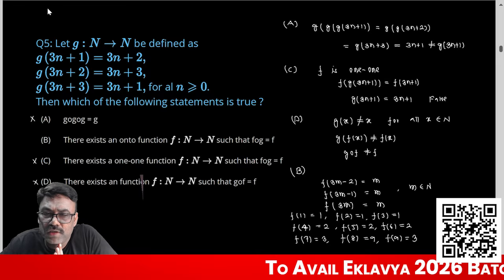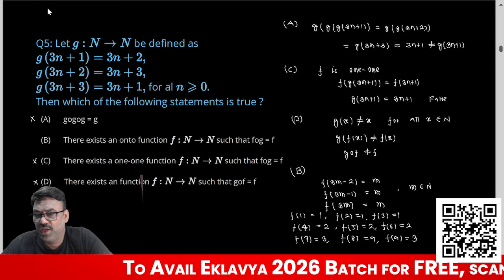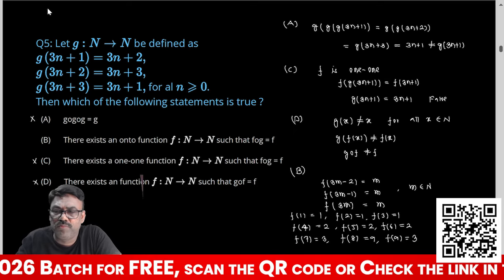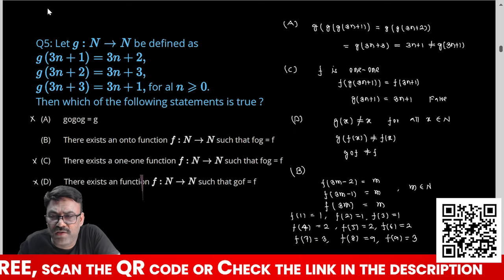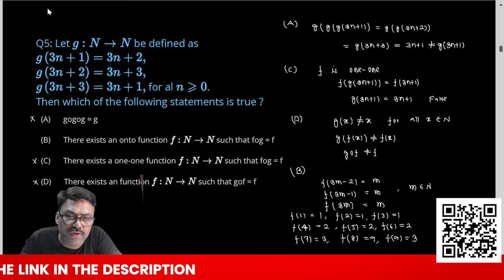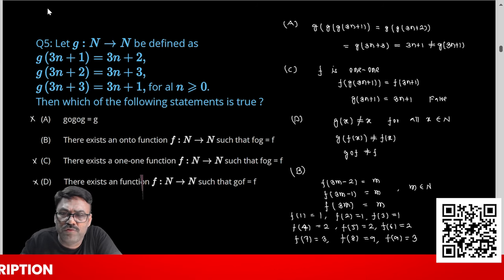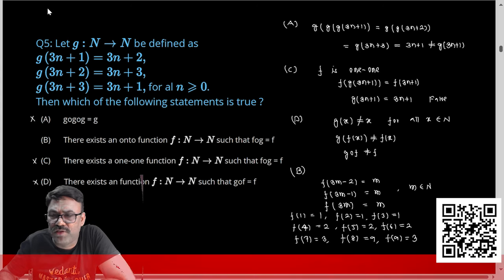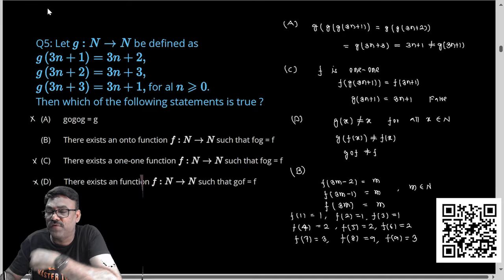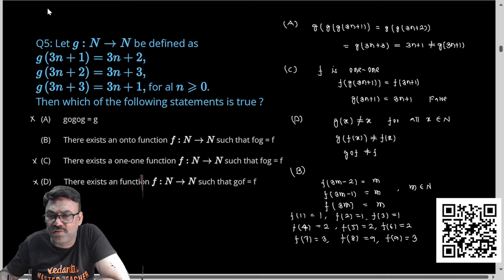Now I can show that f of g will always become f. Why will f of g always become f? See, let's find f of g of x. Three possibilities are there: x is 3m minus 2, or 3m minus 1, or 3m. Every natural number can be written in these three forms only. Whether you take x equal to 3m minus 2, 3m minus 1 or 3m, every time f of g of x will be f only.